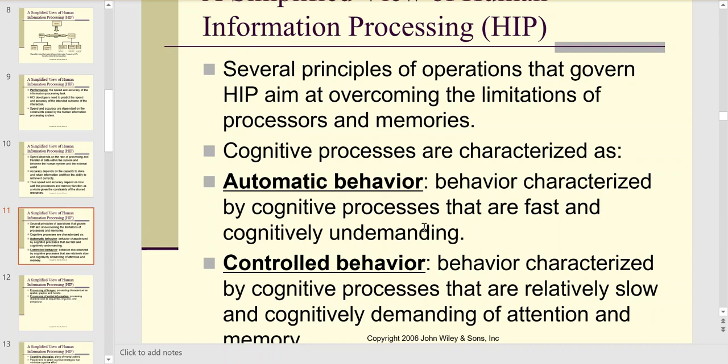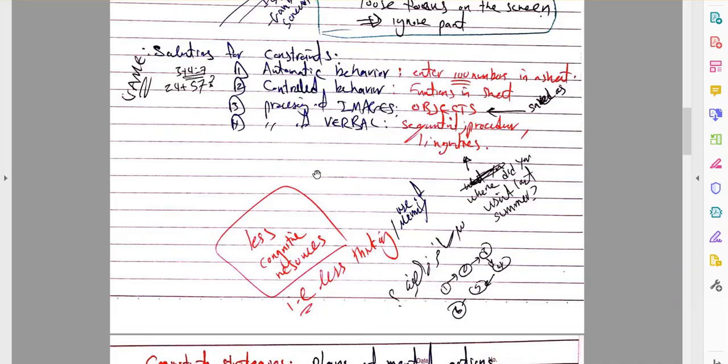Automatic behavior is fast and not cognitively demanding, so not a lot of resources are demanded when you work on it. Control is the reverse. It is slow and demands a lot of utilization of memory and processes. Okay, let's see in detail.